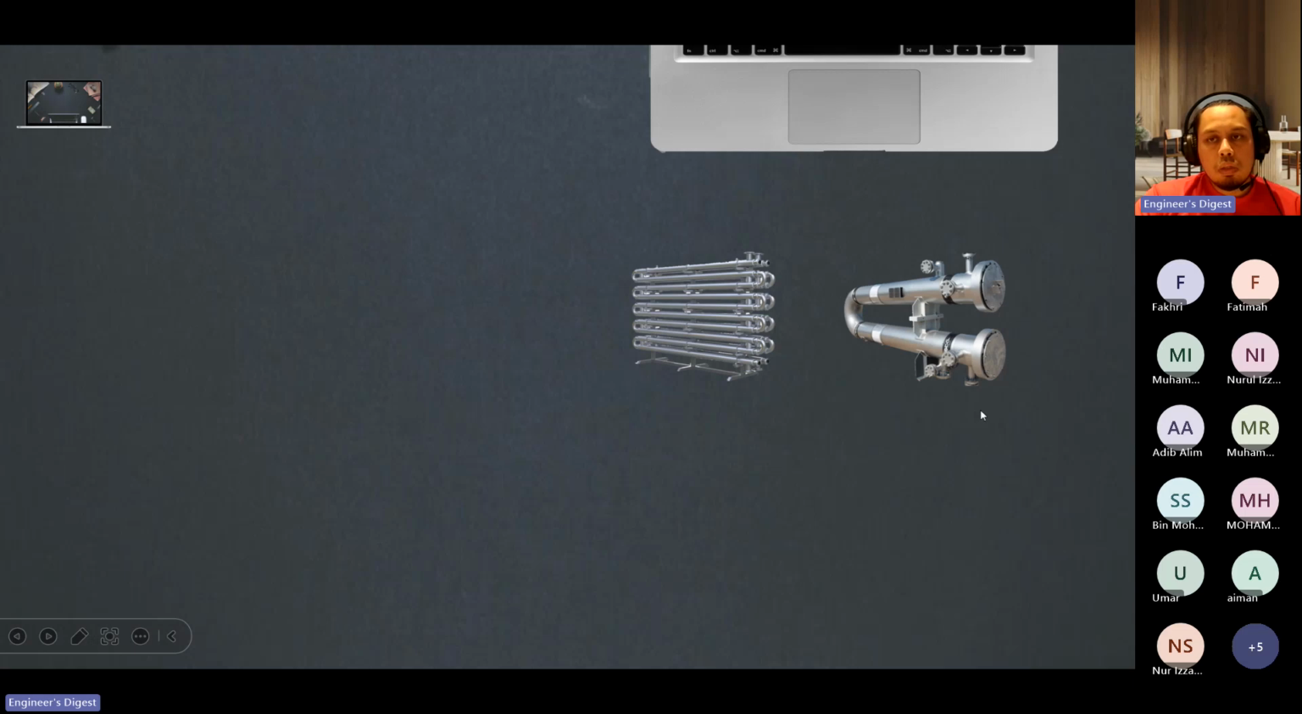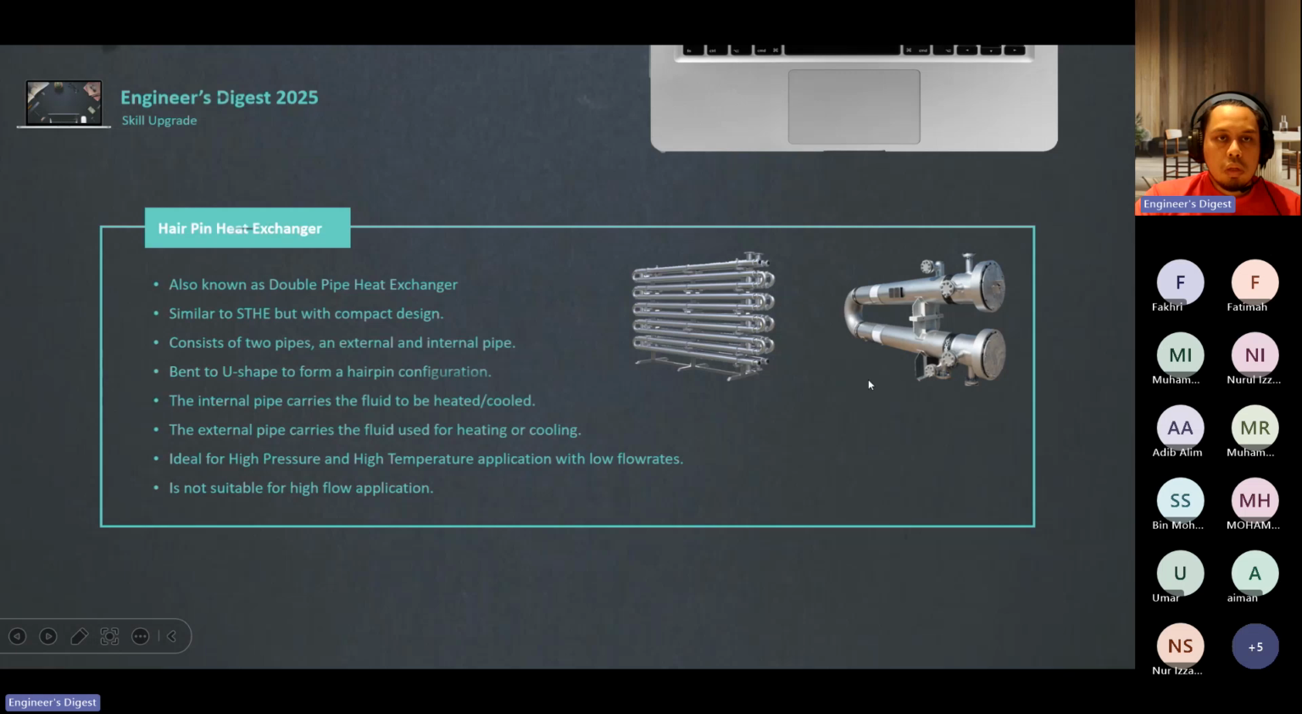Okay, you see this picture? What is this? This is actually a hairpin heat exchanger. If you know a fixed type heat exchanger, this is basically like a fixed type heat exchanger, but bent. It's similar like that. There are two pipes here. So why do we bend here? This difference in geometry, when we have a bend, can cater better for thermal expansion. This bend is very important. Okay, so the hairpin heat exchanger is also known as a double pipe heat exchanger. Why is it called a hairpin? Because it looks like a hairpin.